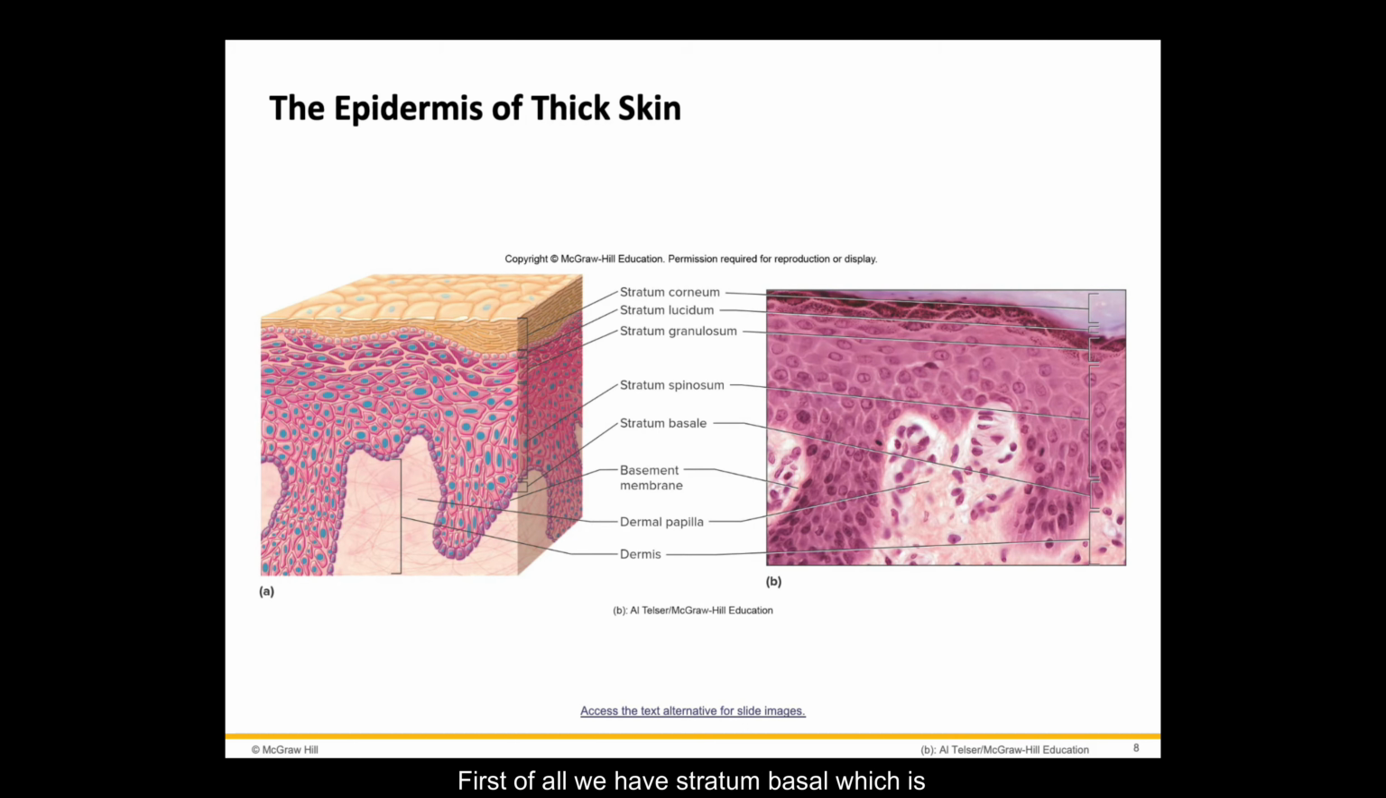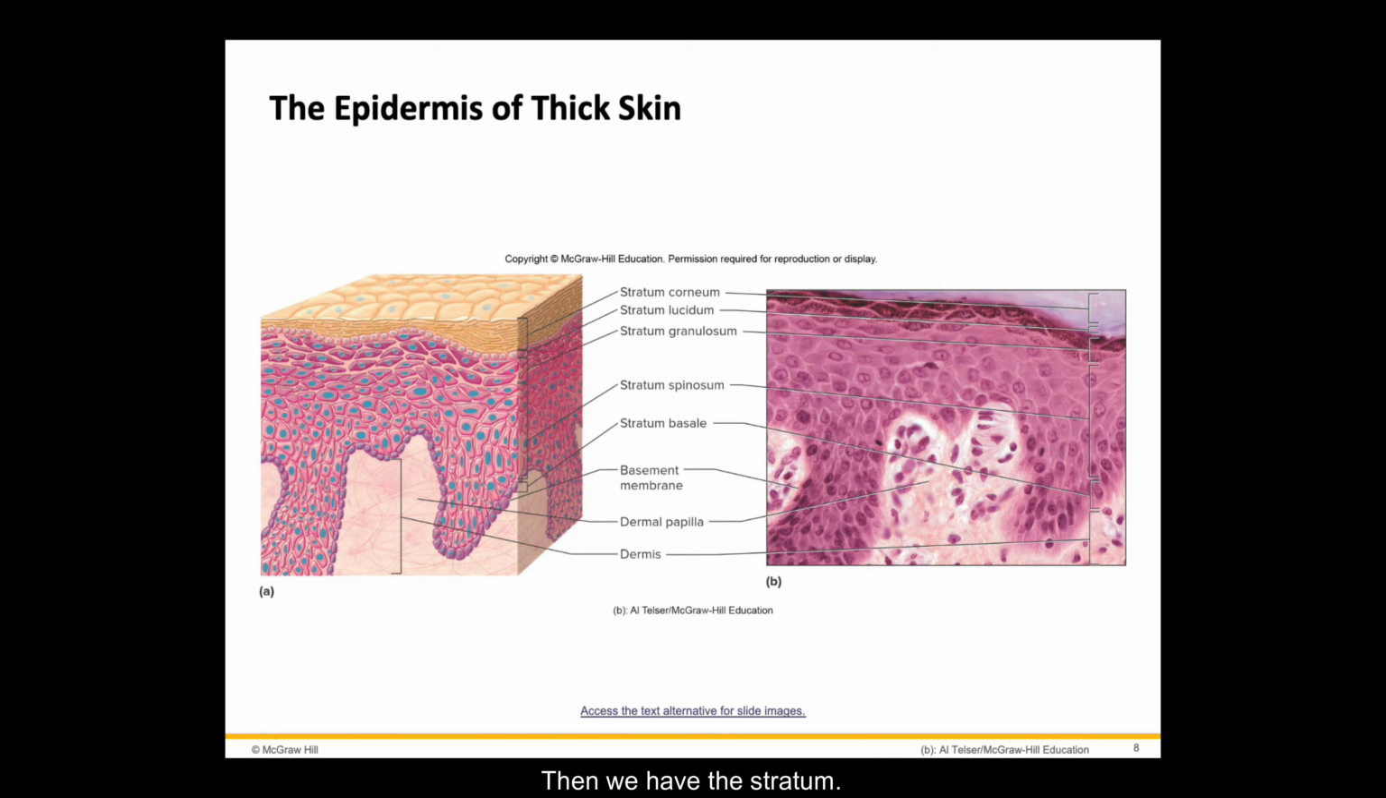First of all, we have the stratum basale, which is the innermost layer resting on the basement membrane. It consists of a single layer of cuboidal cells and also stem cells and keratinocytes. Melanocytes and tactile cells are also scattered among these cells. Then we have the stratum spinosum, which consists of several layers of keratinocytes. And as cells are pushed upward by cell division, they lose the ability to divide, but they can produce more keratin fibers.